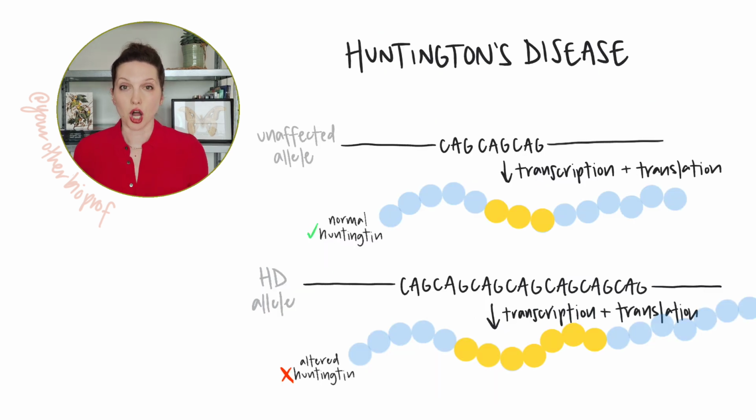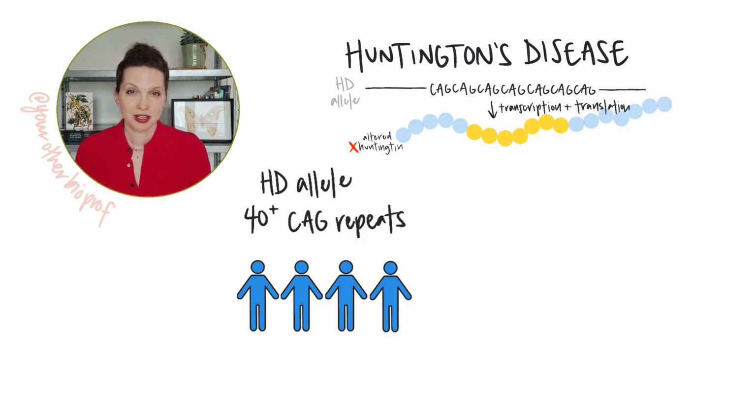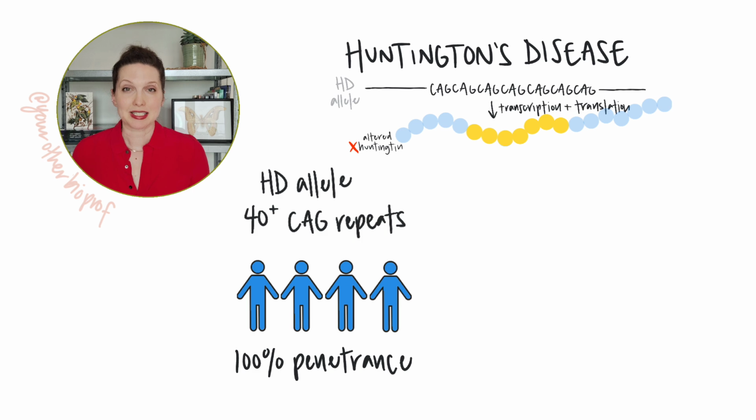Huntington's disease is an autosomal dominant neurodegenerative disorder caused by repeat expansion. The sequence CAG in the gene encoding the Huntington protein has gotten way longer. All individuals with 40 or more CAG repeats will develop Huntington's disease. So for individuals with genotypes containing a 40 repeat allele, Huntington's disease is completely penetrant.